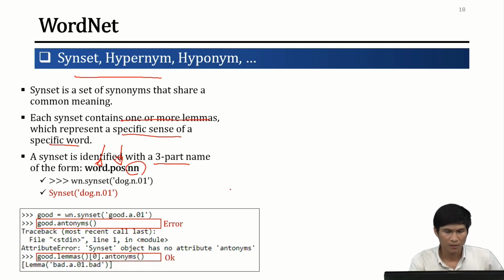Now we take a look at this example. Suppose that we imported WordNet before, and we aliased the name as wn. To obtain a synset, we use the function synset. From here we pass some information, so we will get the synset for this word. In this synset, if we use go.antonyms here, it will give us an error because antonym does not appear in the synset. We need to do it with the lemmas. A synset can contain many lemmas, right? So we take the first lemma, and then we can find antonyms.